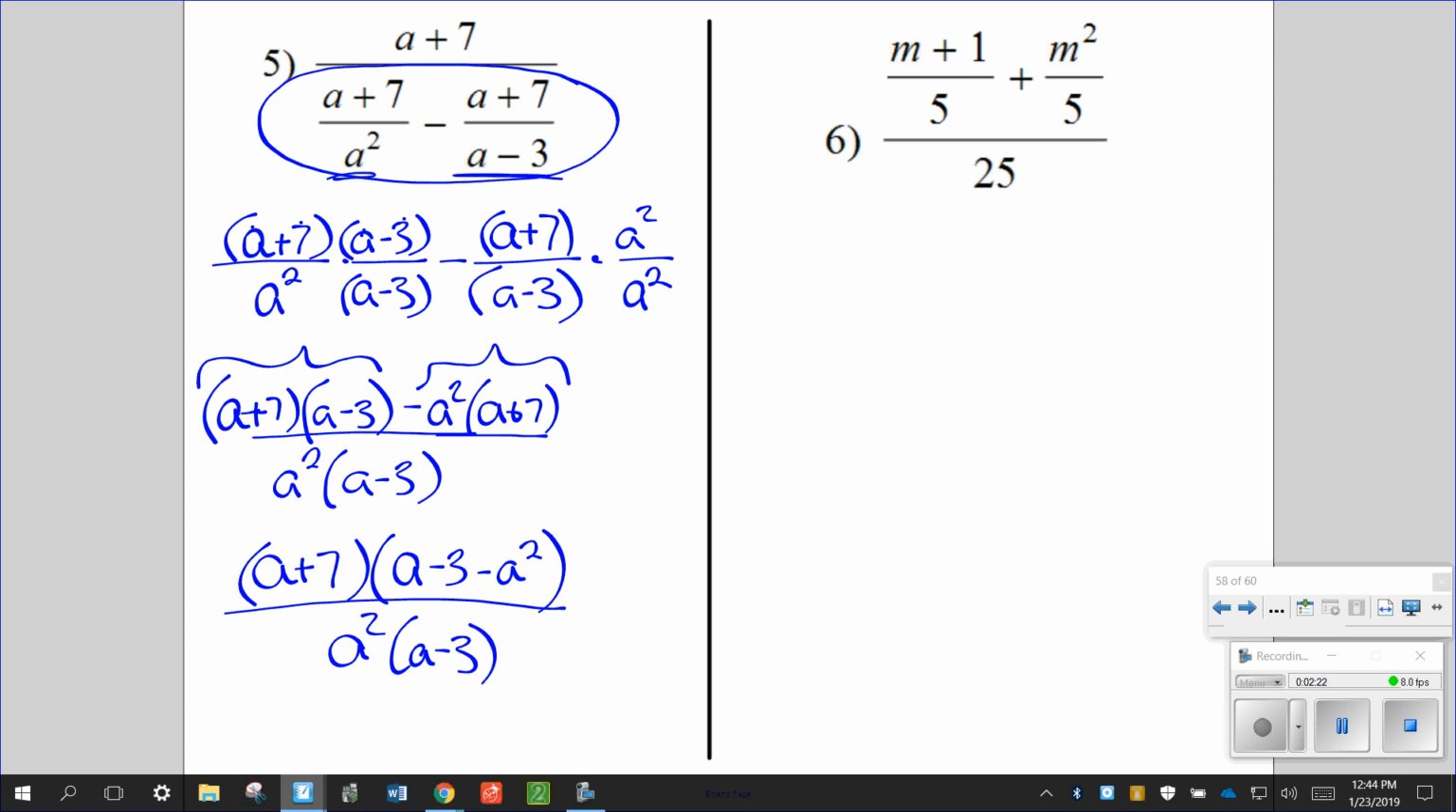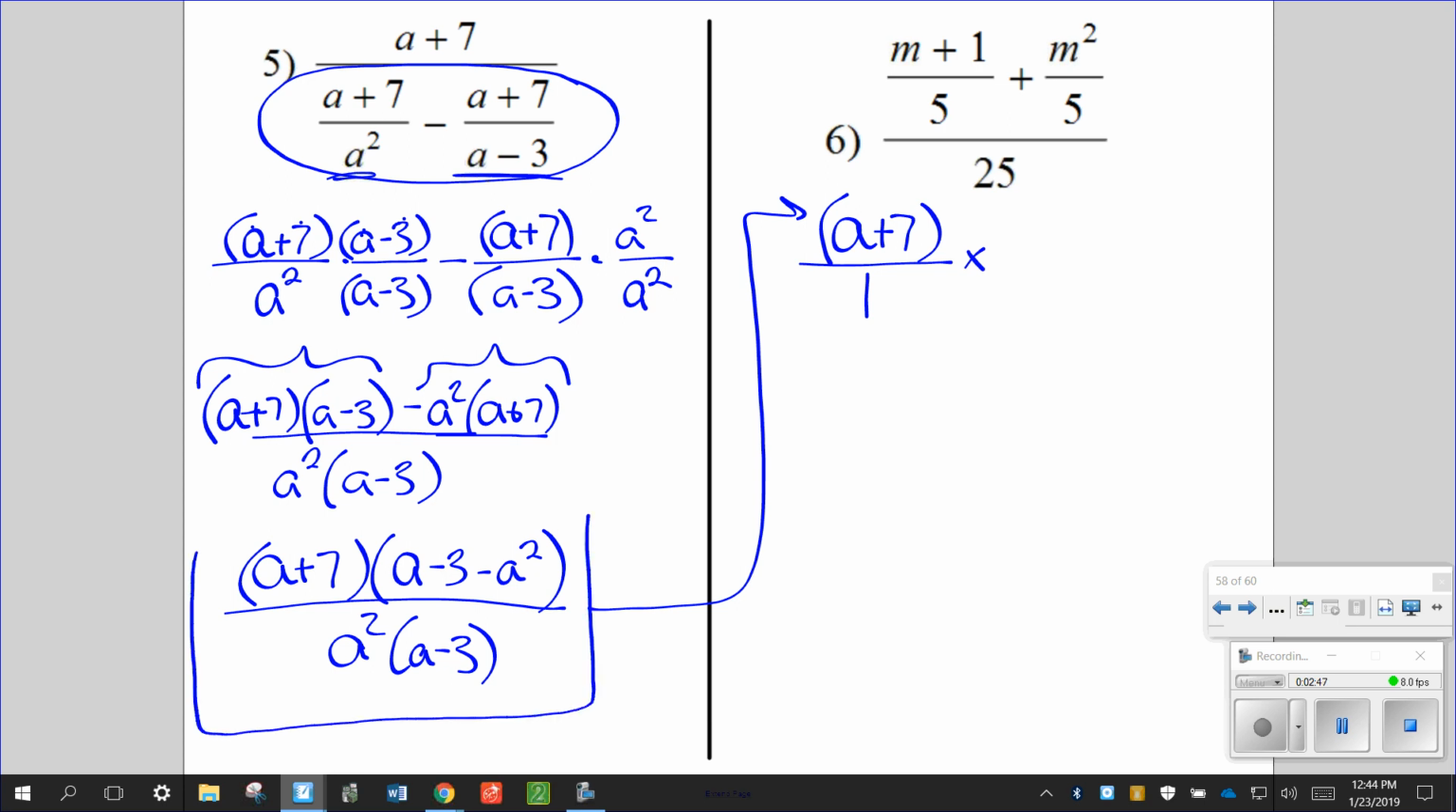And running out of room, I'm going to go over here. So now that we've got the denominator simplified, we can go ahead and carry out the division that we were asked to do in the first place. So a plus 7 over 1. That's what the numerator is. It's just a plus 7. So there's no bottom of the fraction, so it's just 1. And then it's being divided by this down here.